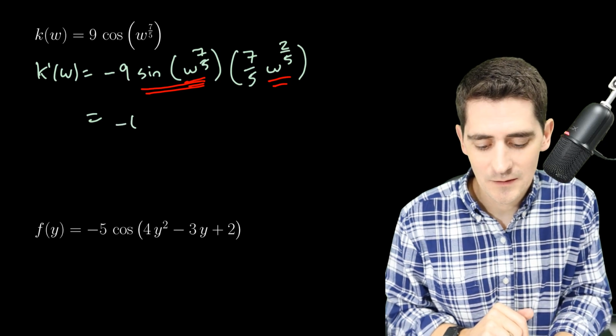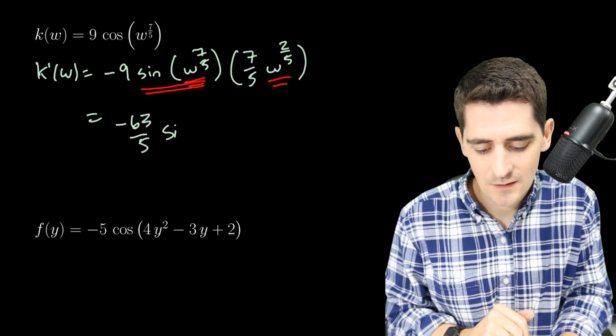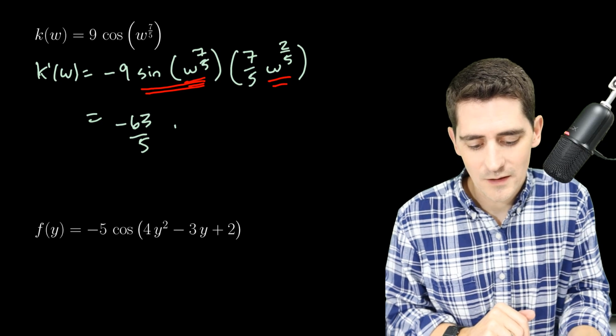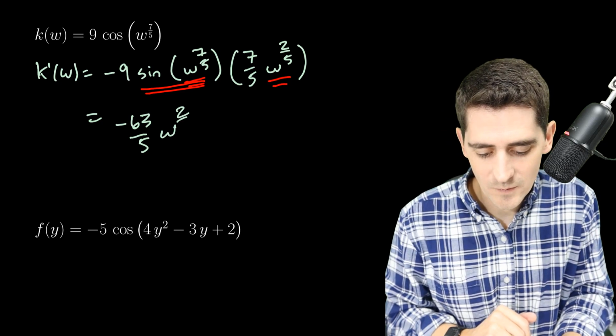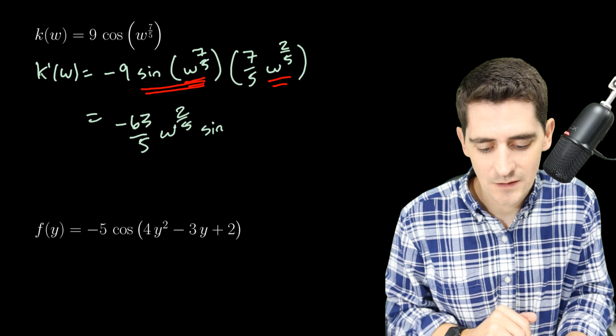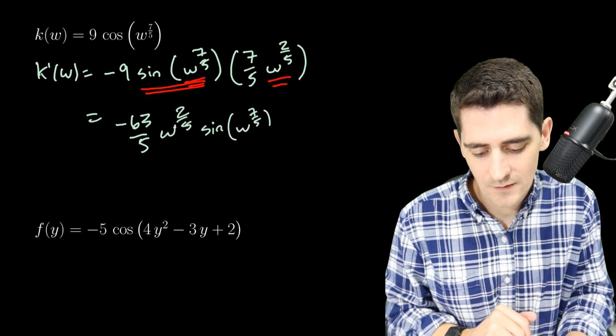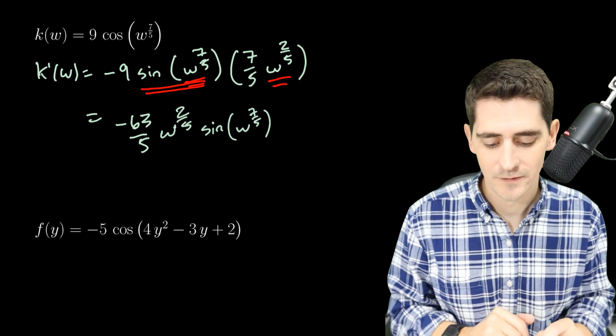Okay, but we end up with negative 63/5. Well, actually, I'm going to write the w to the 2/5 power first, then times sine of w to the 7/5. There it is. There's my derivative.